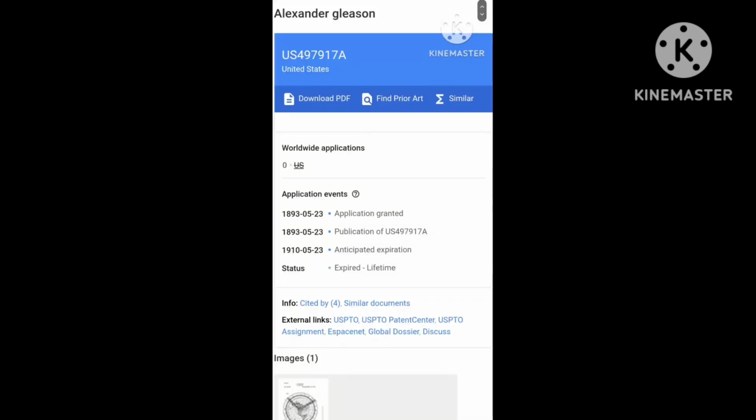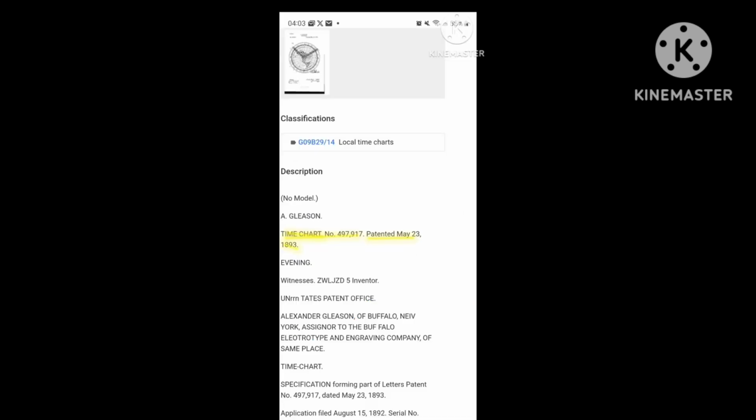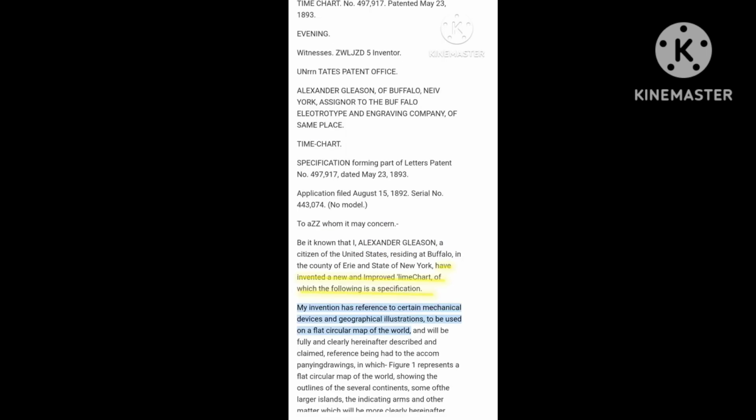I have an idea. Let's look and see what the patent information was when this was first brought out and patented back in the 1800s and see what was actually put into the records. Starting at the top, Alexander Gleason filed this patent back in 1893 when it was granted. But gee, in the description of the patent, it actually says, highlighted here, time chart. I highlighted a part saying, have invented a new and improved time chart of which the following is a specification.